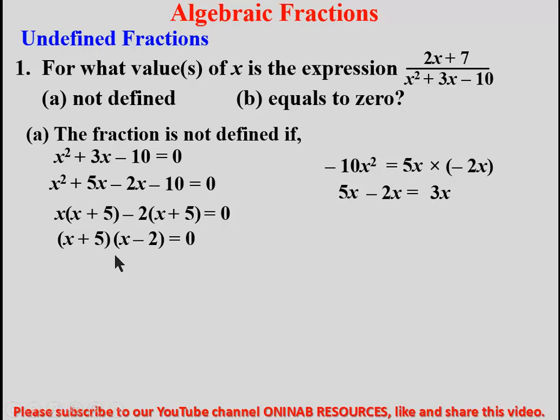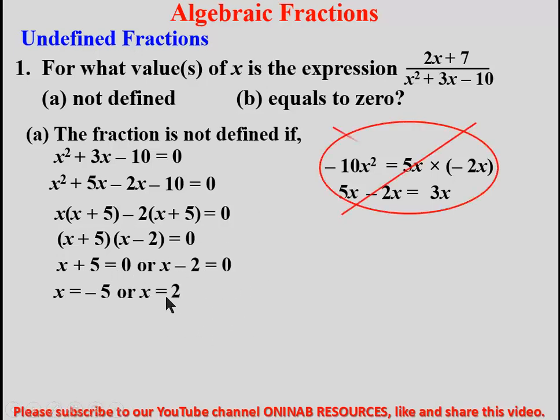So it is either one of them. It is either the first one is 0 or the second one is 0. So we apply that appropriately. So we have x + 5 = 0 or x - 2 = 0. So we now have x equal to -5 or x equals 2. If you take these two to the other side, that is the solution of this quadratic equation. And these are the values of x such that this fraction becomes undefined.